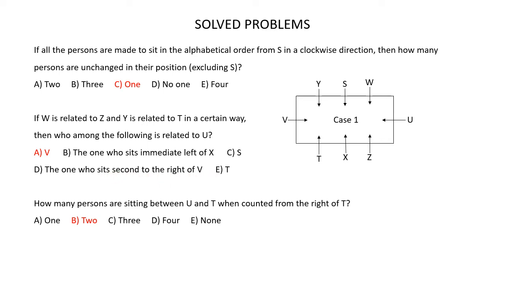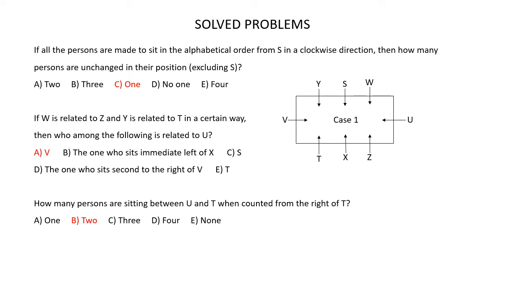So W is related to Z in a certain way. Now W sits opposite to Z. Y is related to T in a certain way. Y and T. So Y sits opposite to T. Now we have to find out who sits opposite to U. So here V sits opposite to U. So the correct answer is option A, V.